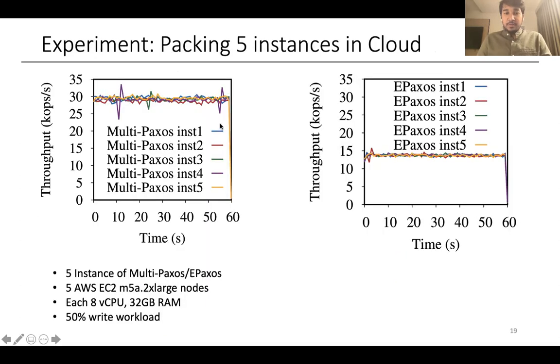And now we perform a similar experiment where we try to pack 5 instances of these replication protocols on larger machines with a 50% write workload targeting an in-memory key value store for about 60 seconds. In this case, we see that with multi-Paxos, each instance achieves around 30K throughput compared to ePaxos, where each instance achieves only around 15K throughput. We see this because in a resource constrained setting, ePaxos doesn't have the opportunity to utilize additional resources in order to provide the high throughput which we have seen earlier.